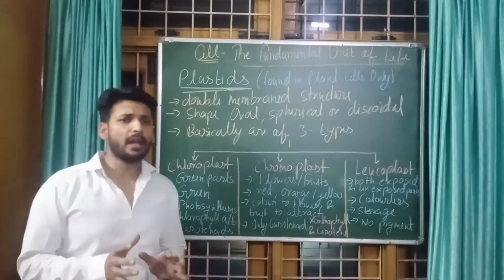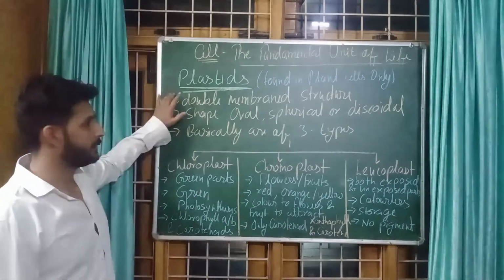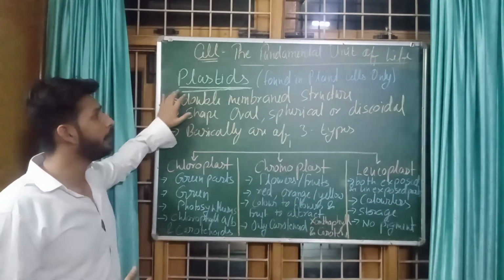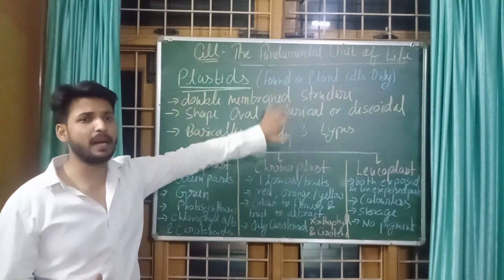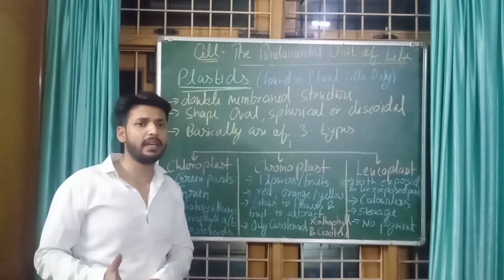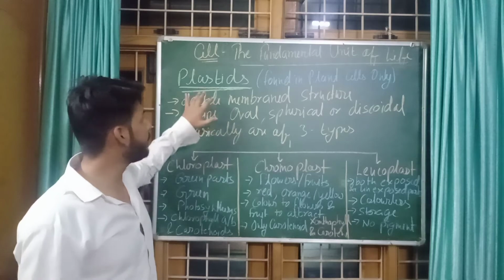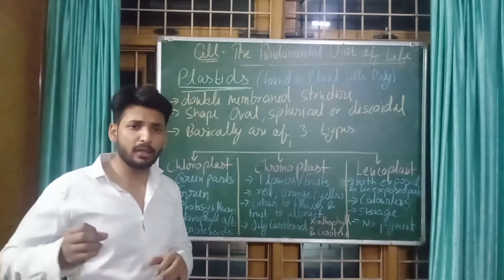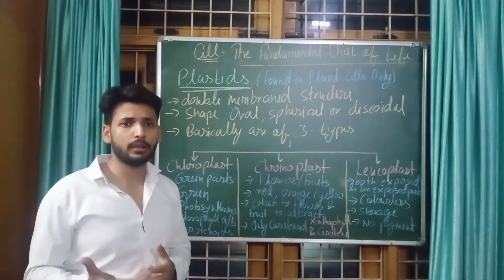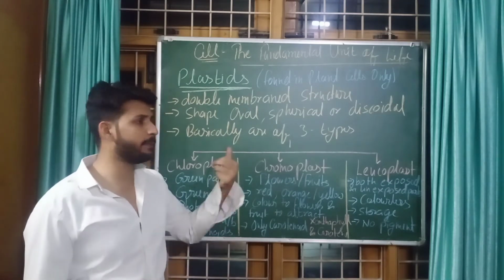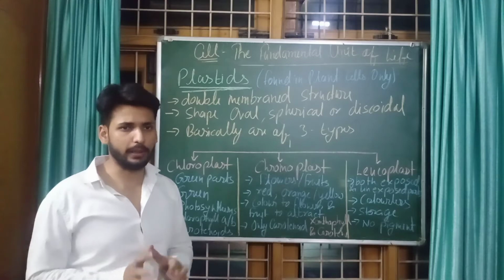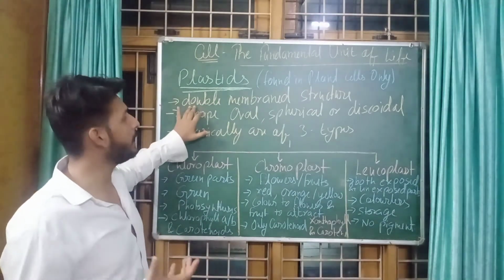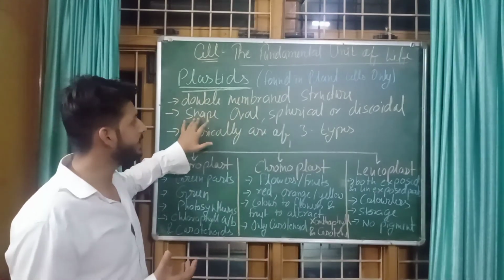So kids, our next topic is plastids. Plastids are cell organelles which are found in plant cells only. They are not found in any animal cell. These plastids are also known as the kitchen of the cell because they prepare the food. The process of photosynthesis takes place inside the plastids only. Got it?